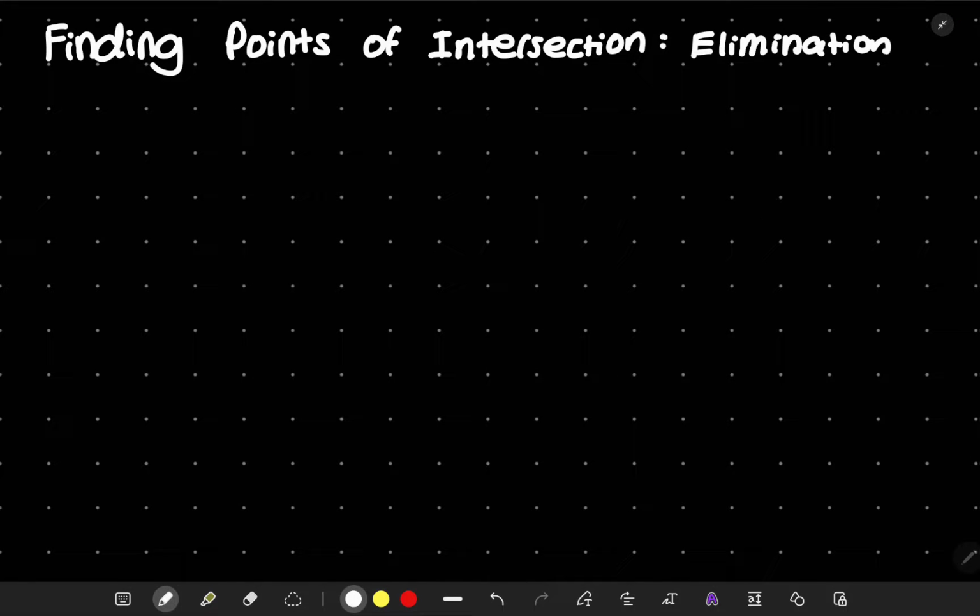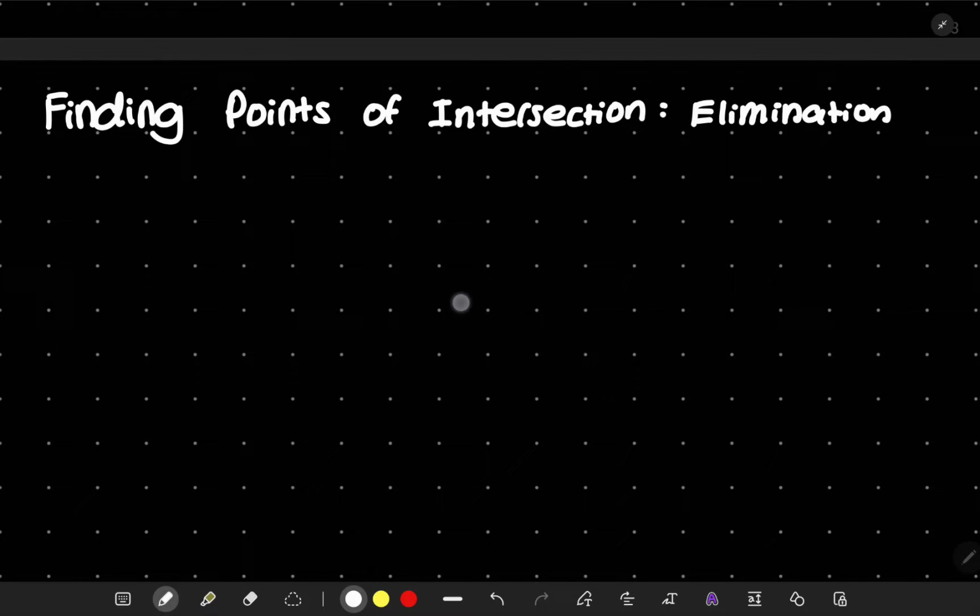Okay, this video is going to be a little bit longer just because this concept is a little bit more tricky, but I can assure you it's not essentially bad. We're here trying to find the points of intersection through elimination.